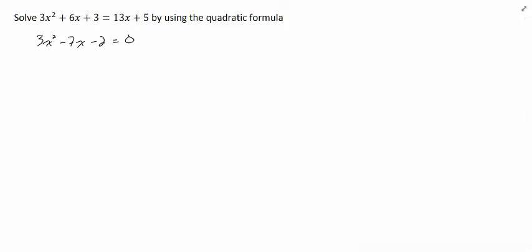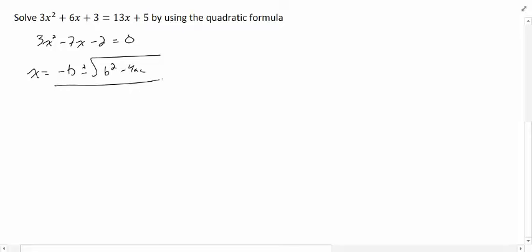So the quadratic formula tells us that if we've got an equation in the form ax squared plus bx plus c equals 0, that the solutions will be x equals negative b plus or minus the square root of b squared minus 4ac and the whole thing over 2a.